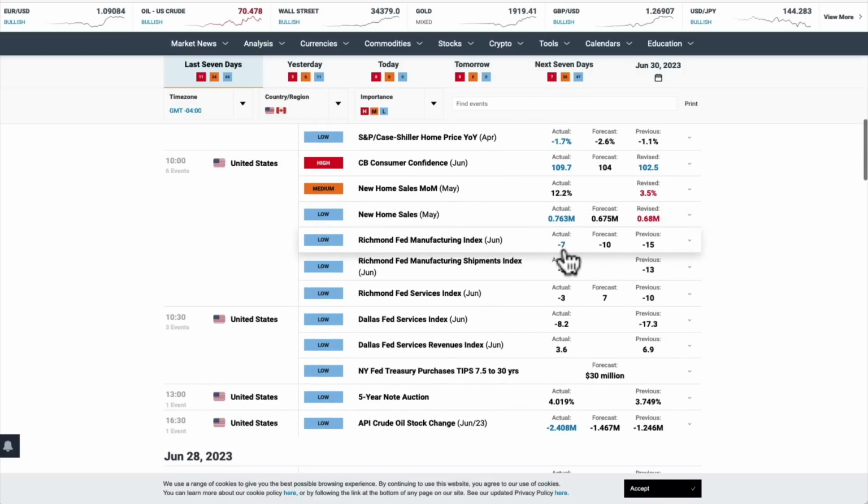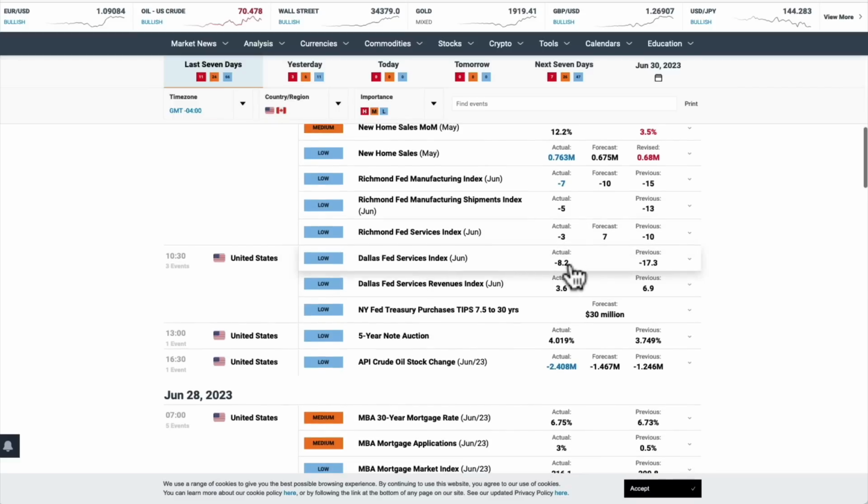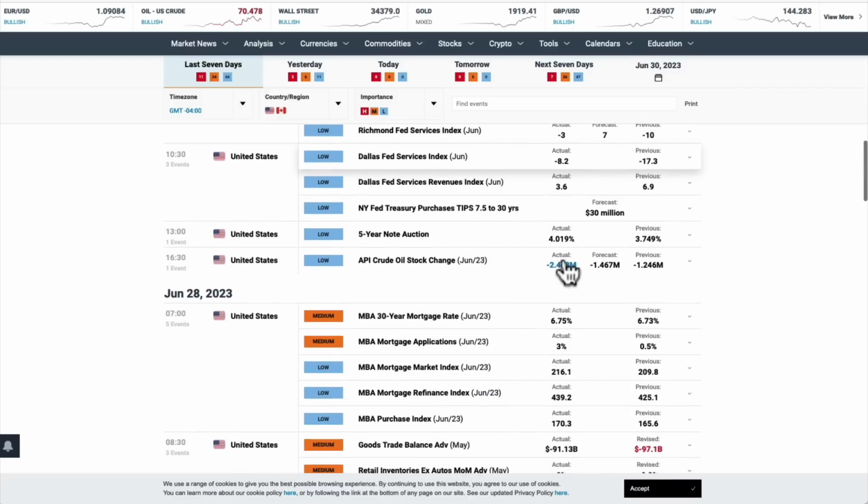Richmond Fed came in better than expected, negative 7 instead of negative 10. The shipments index negative 5 versus the previous read of negative 13. The services index negative 3. The forecast was 7. So we can point to this. Dallas Fed Services Index, negative 8.2, previous negative 17.3. So that is an improvement there.